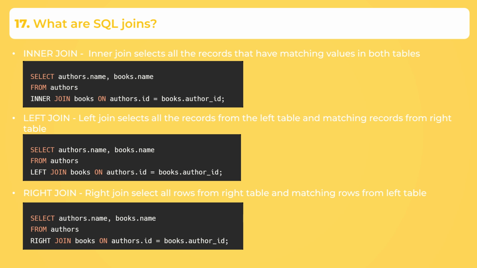Third one is a right join. A right join selects all rows from the right table and matching rows from the left table. Sorry, so the right join basically selects all the rows from the right table and matching rows from the left table. SELECT author.name, book.name FROM authors RIGHT JOIN books ON authors.id equal to books.author_id.